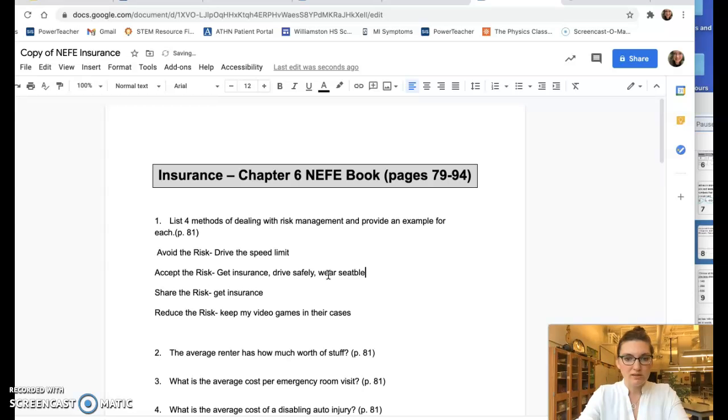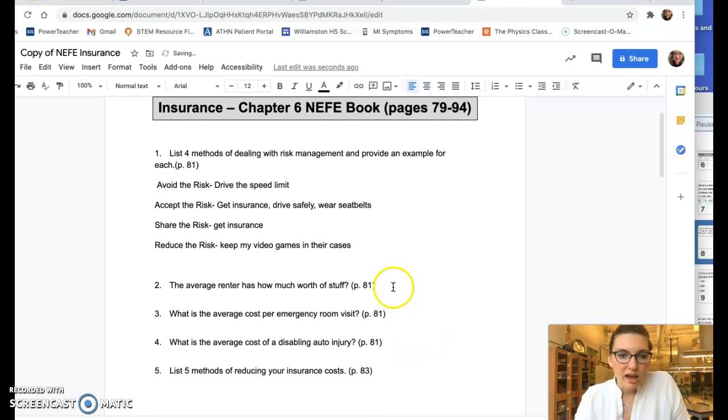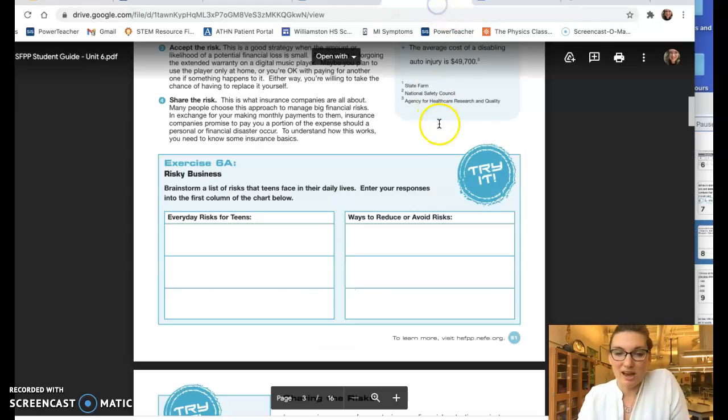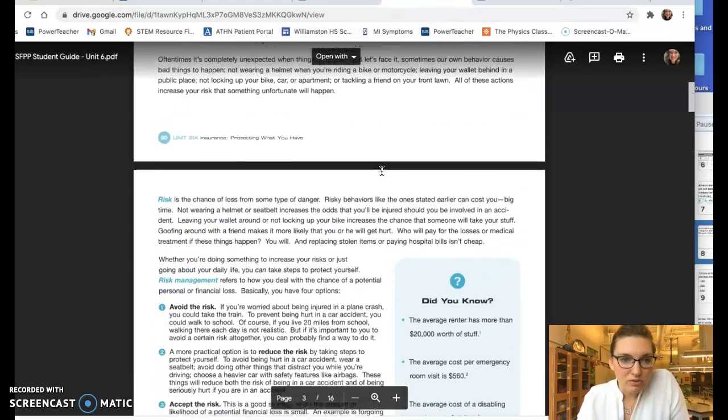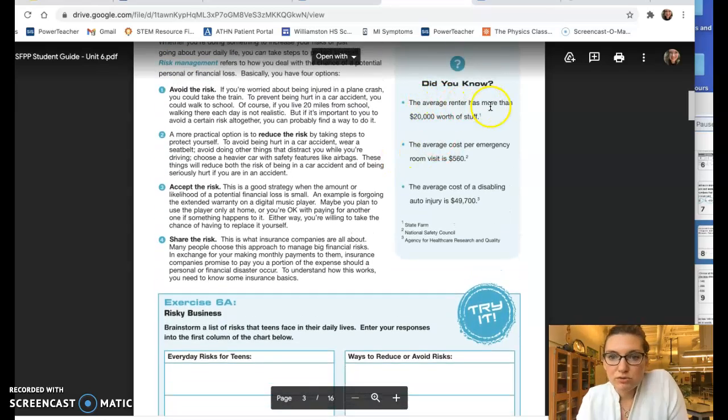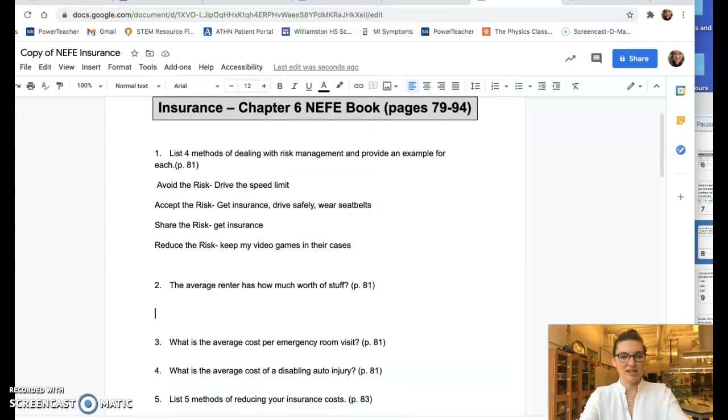Wear seatbelts. Okay, the average renter has how much worth of stuff? Okay, let's see about that. The average renter, here we go. The average renter has more than $20,000 worth of stuff. Oh my gosh. $20,000.